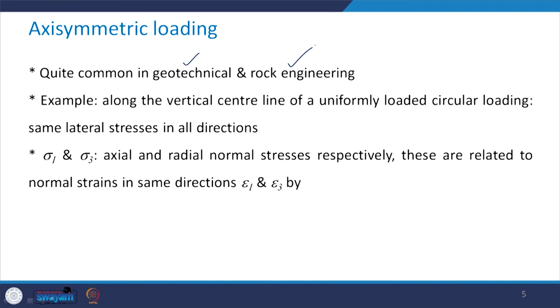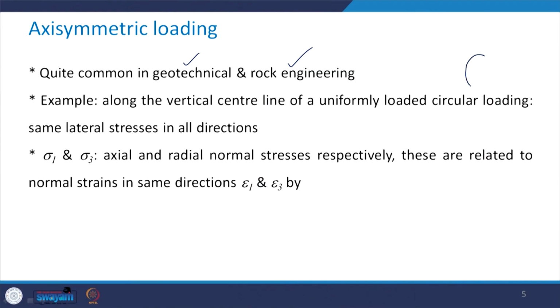An example includes that along a vertical center line of a uniformly distributed load on the circular loading, because it has the same lateral stress in all the directions, this is what is called the axisymmetric loading. So, you see it looks like this. So, you have a circular footing, let us say, and it is subjected to the uniformly distributed load, and if this is the axis, the lateral stress is the same in all the directions. So, this problem is solved by this axisymmetric loading.